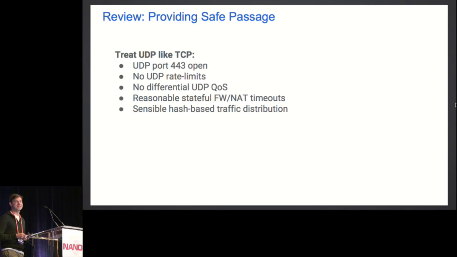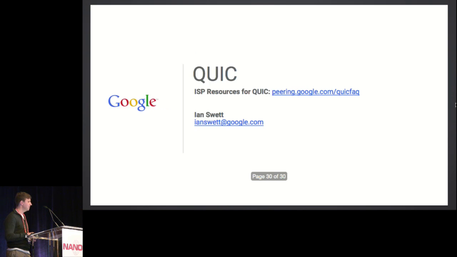So how do we get safe passage of QUIC? Basically treat UDP like TCP. Open 443, don't rate limit it. Make sure that the QoS is set up reasonably. As I said, reasonable firewall and NAT rules. And have your traffic distributed evenly. All right, and as I mentioned before, peering.google.com has more information about QUIC, as well as how you can get more information about your AS if you have one.